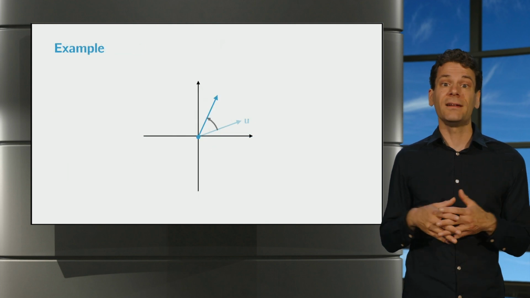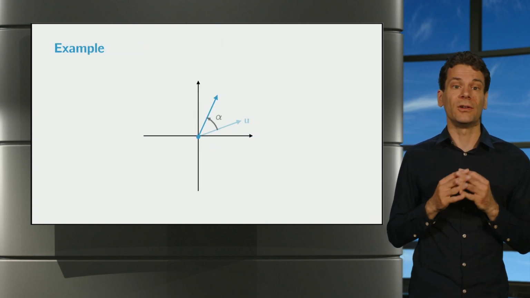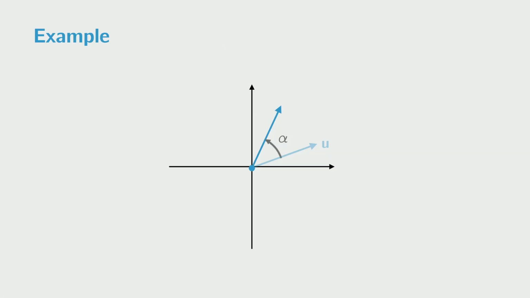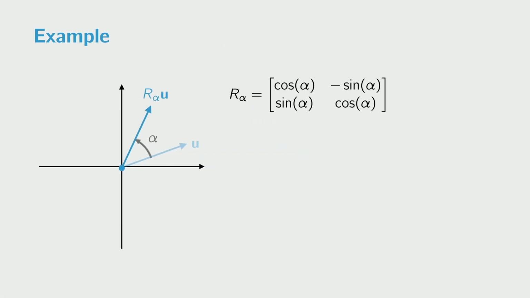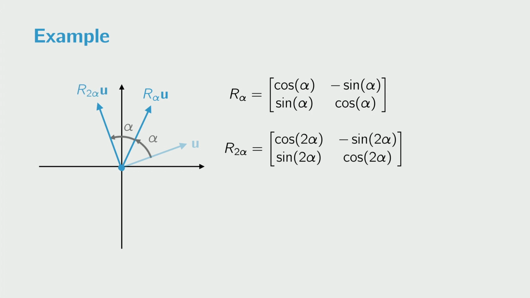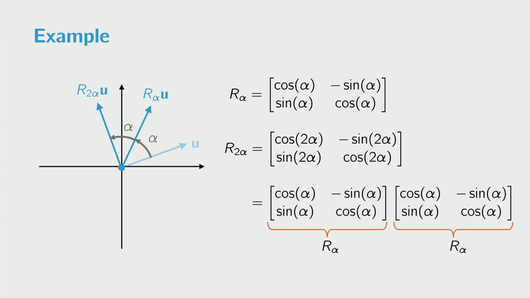Consider the rotation in the plane around the origin counterclockwise by an angle alpha. This is a linear transformation with this standard matrix. Now suppose we apply rotation again. We then have a composition of two rotations by angle alpha. The theorem tells us that this composition is again a linear transformation, and indeed it is a rotation by angle 2 times alpha, which has this standard matrix. On the other hand, the theorem tells us that the standard matrix of the composition is equal to the product of the standard matrices of the two rotations. That is, equal to R alpha times R alpha. We can compute the product.